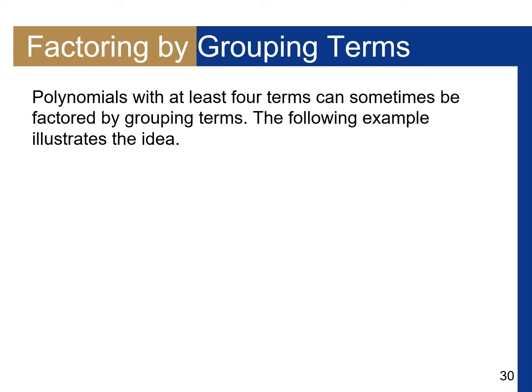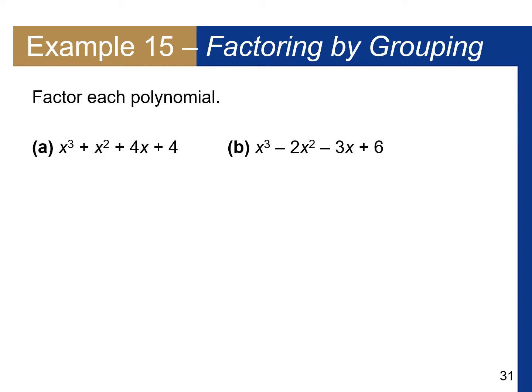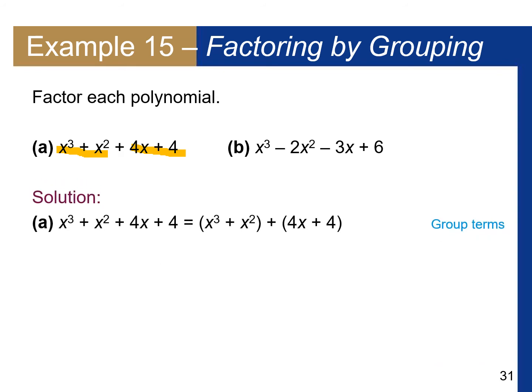When you have a polynomial that has 4 terms, sometimes you can use factor by grouping. So here we have an example where we're looking at factor by grouping. We're taking a look at these two first and these two second. So let's take a look at what we're going to do here.